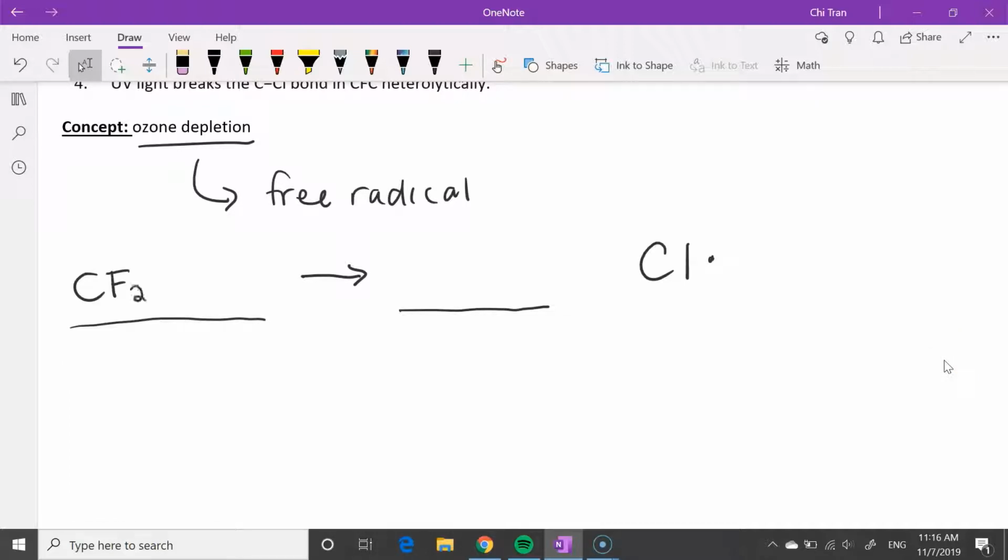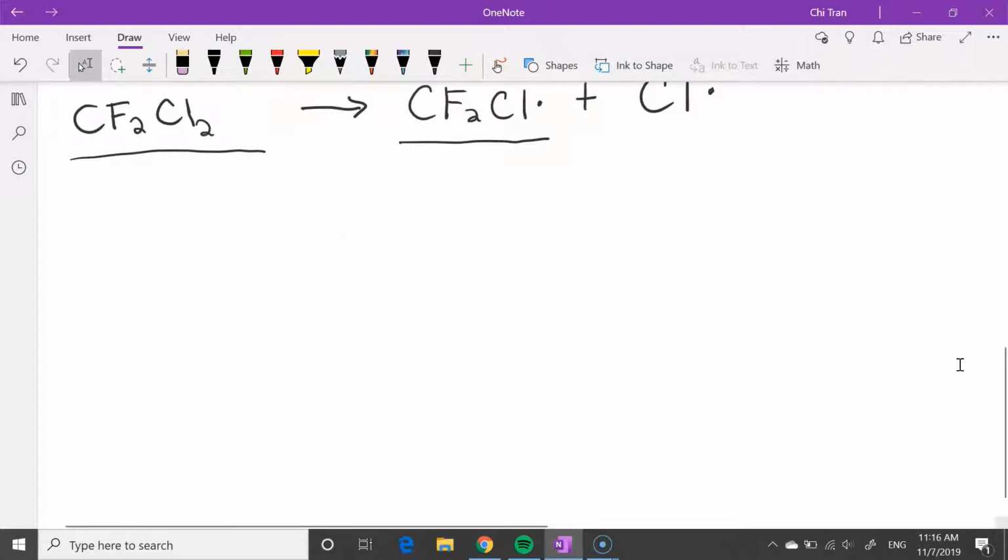So we would get CF2Cl2. And since we get a free radical, the other element also needs to be a free radical. So if we were to complete this equation, we would get CF2Cl free radical plus Cl free radical.